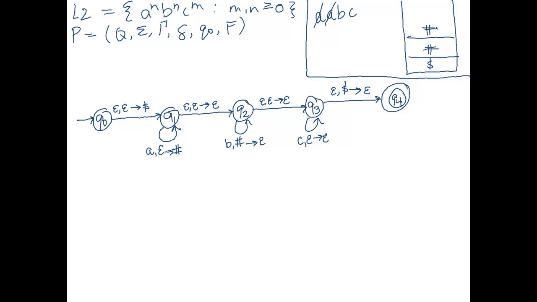I non-deterministically go over to Q2. I read a B. I pop a pound symbol from the stack. Now I'm going to go over to Q3 so I can start reading C's. I read the C and go back to Q3. Now I'm stuck, right? I can't take the transition over to Q4 because I don't have a dollar sign on the top of the stack. I have a pound symbol. Okay, so this string gets rejected.